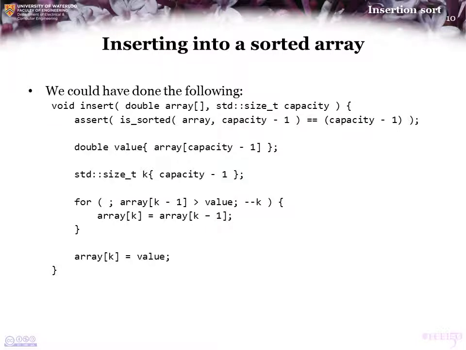Now, interestingly enough, I could have approached this as follows instead. I could have just declared k to be a local variable here and initialized it with capacity minus 1. You'll notice here I have a for loop that has a blank initialization statement. Essentially, this for loop has no initialization component.